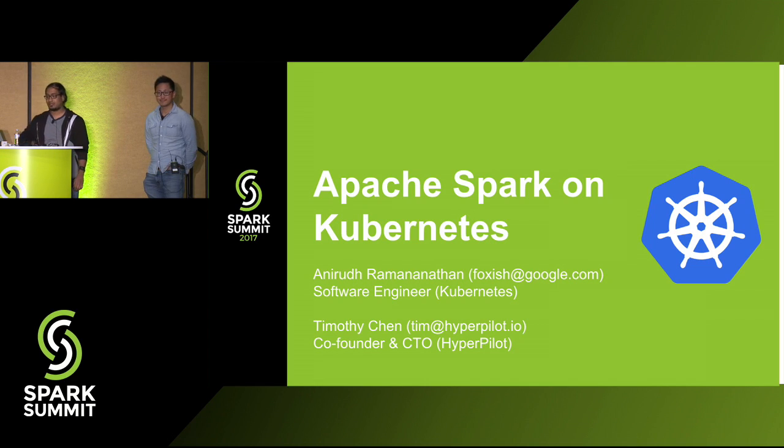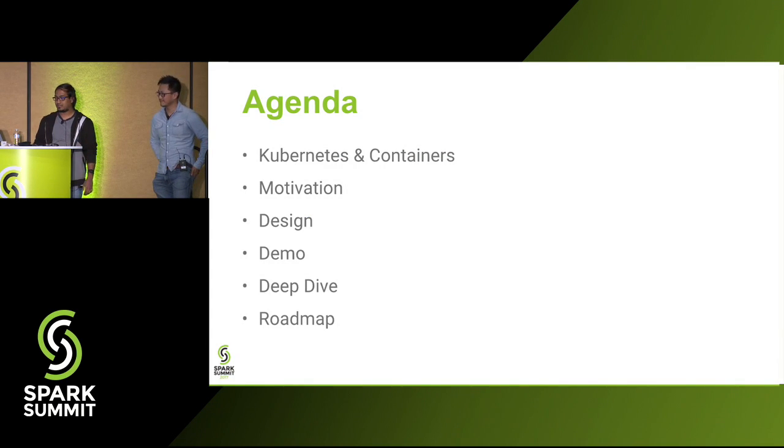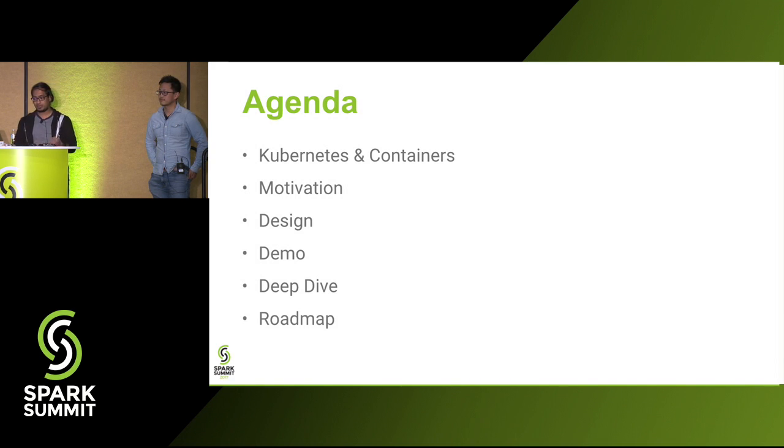All right. So we're here to talk to you about Apache Spark on Kubernetes, some of the work that we've been doing for the past 4 or 5 months, and where we're at this point. So the agenda is going to be, I'm going to tell you a little bit about Kubernetes in general, containers, Docker, etc., and then the motivation for why we're trying to bring Spark onto Kubernetes, a little bit of a deep dive on the design, on how this really works, and then Tim's going to show you a demo of it actually working, a deep dive which explains what happened in the demo, and then a roadmap of where we're headed next.